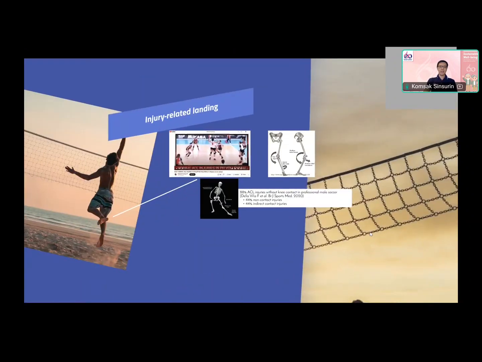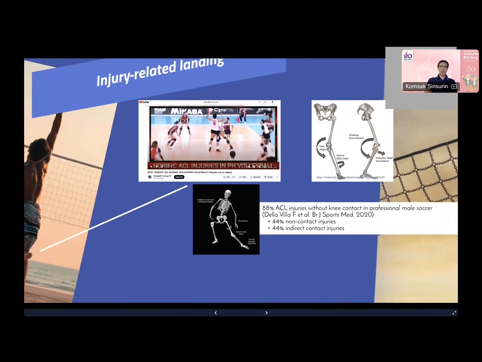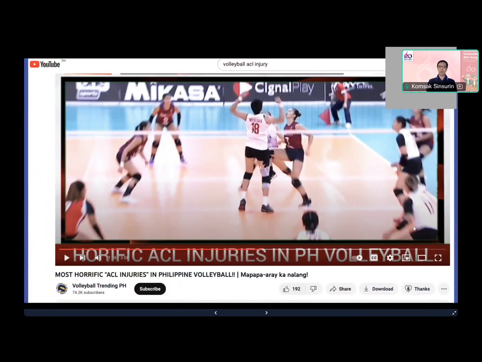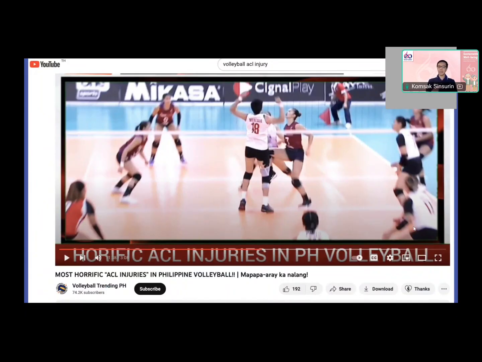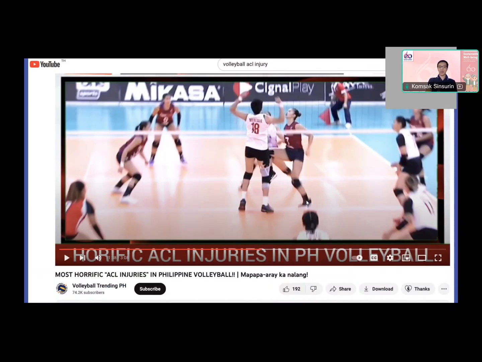Mostly non-contact ACL injury occurs during single leg landing. These are examples of non-contact ACL injury occurring during single leg landing. You can see this girl land with a single leg and suffer a non-contact ACL injury on the left knee. This is the typical pattern of movement occurring during non-contact ACL injury.